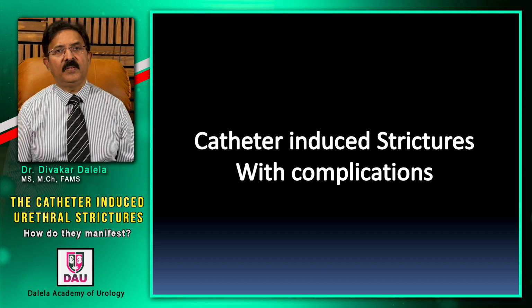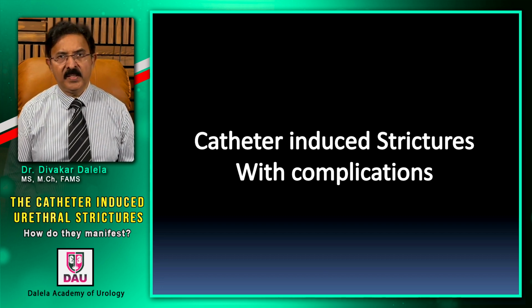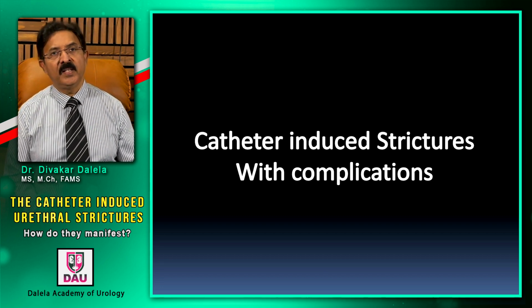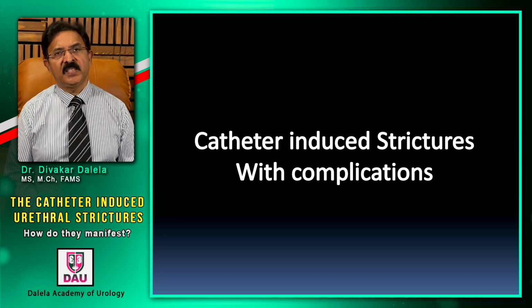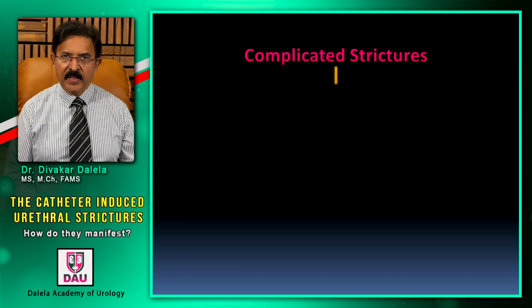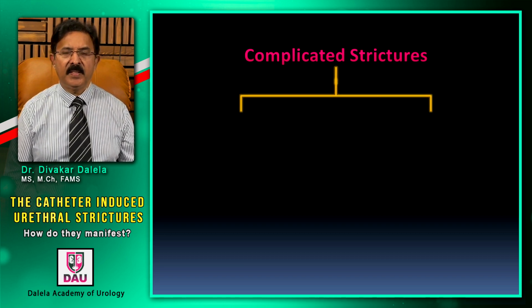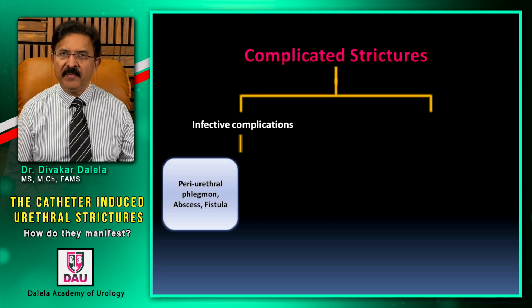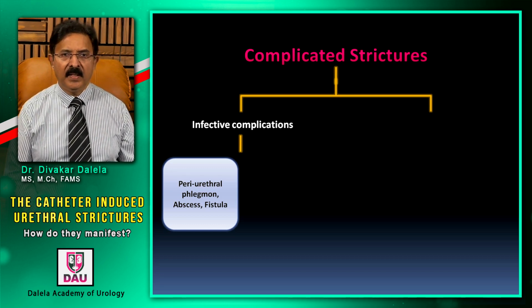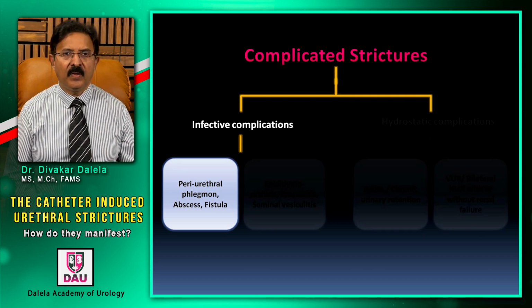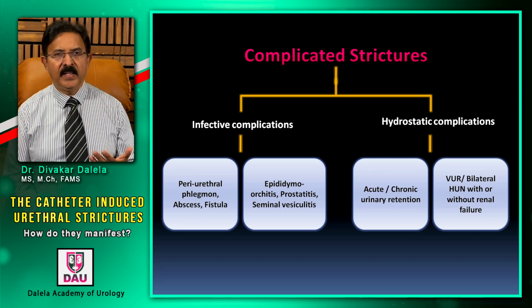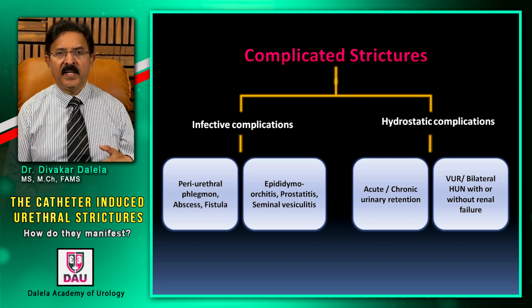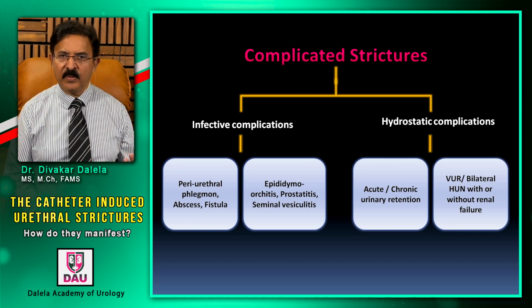And then, if the patient is not careful about his disease, he doesn't come to you for treatment, or he doesn't notice it, he will often develop some other complication. What kind of complications can strictures have? They can develop what are called infective complications, which are infections around the urethra, like periurethral phlegmon, periurethral abscess, or fistula, or they can have epididymoorchitis because of back pressure and backflow of urine through the vasal lumen. They get epididymoorchitis, prostatitis, seminal vesiculitis.